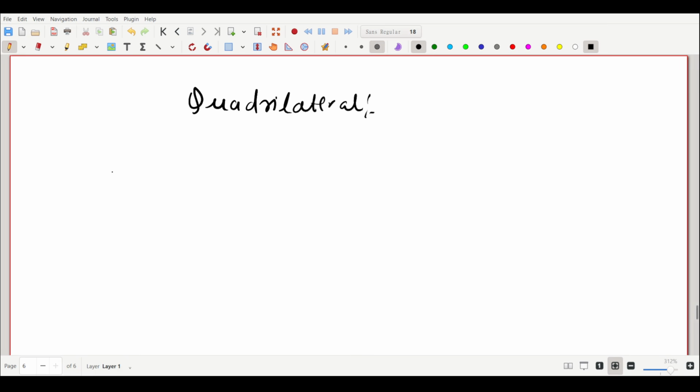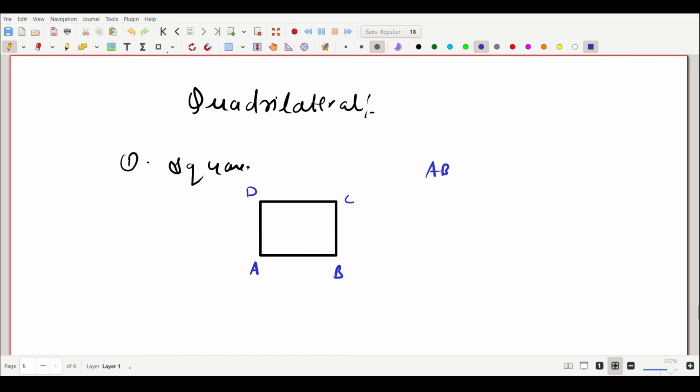First thing is the square. The property of a square is well known. A square is a shape of four sides whose all four sides are equal. So if this is my shape, A, B, C, D, and all the sides are equal, AB is equal to CD is equal to BC is equal to AD. If all four sides are equal, then it's a square.